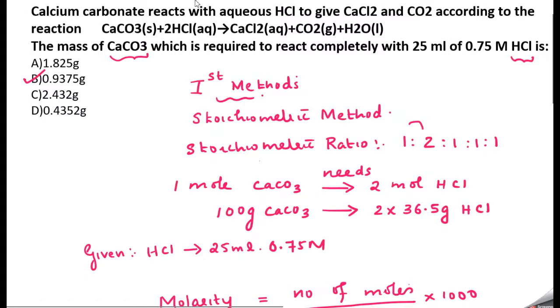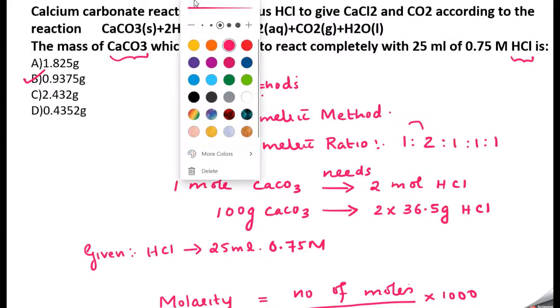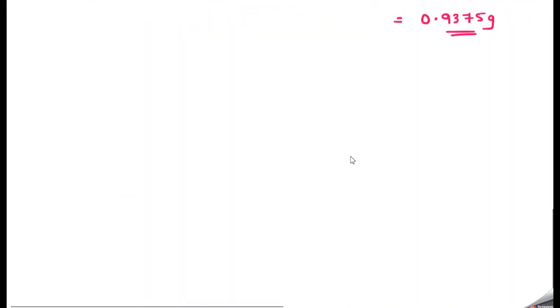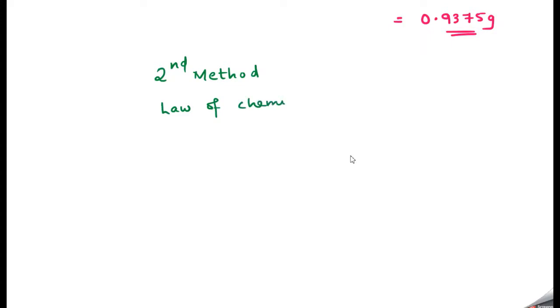So let us try to do this question by another method as well. Okay. So I'll choose another pen. So the second method is called the law of chemical equivalence. Okay. So let me say second method, that is by law of chemical equivalence.